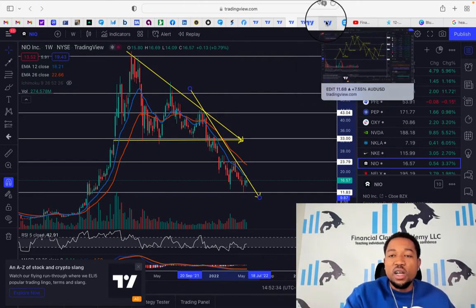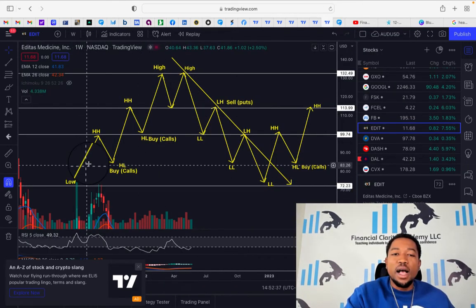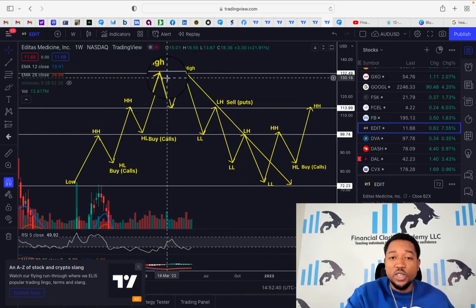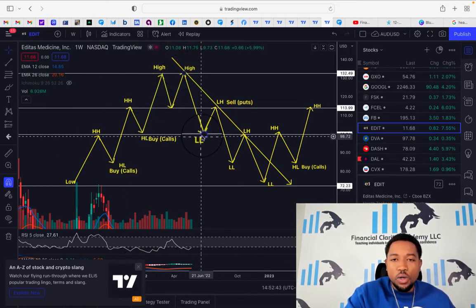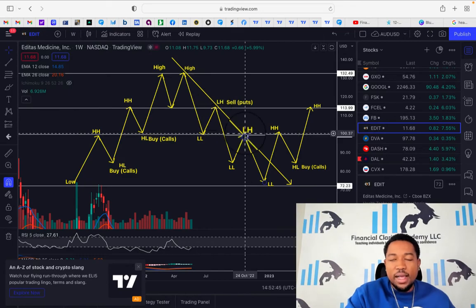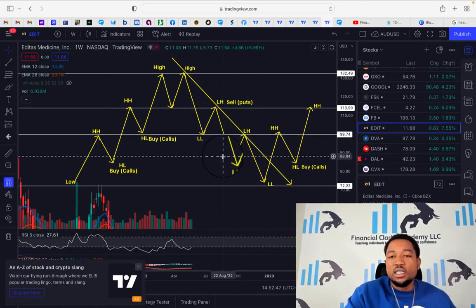That's it. Once you understand how the market moves: up, higher high, higher low, higher high, higher low in the uptrend; down, lower low, lower high, lower low, lower high in the downtrend; and sideways, which is consolidation.